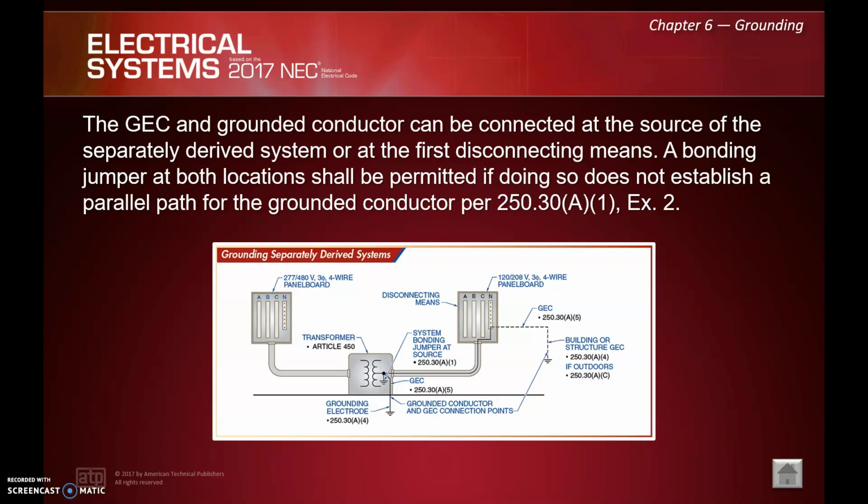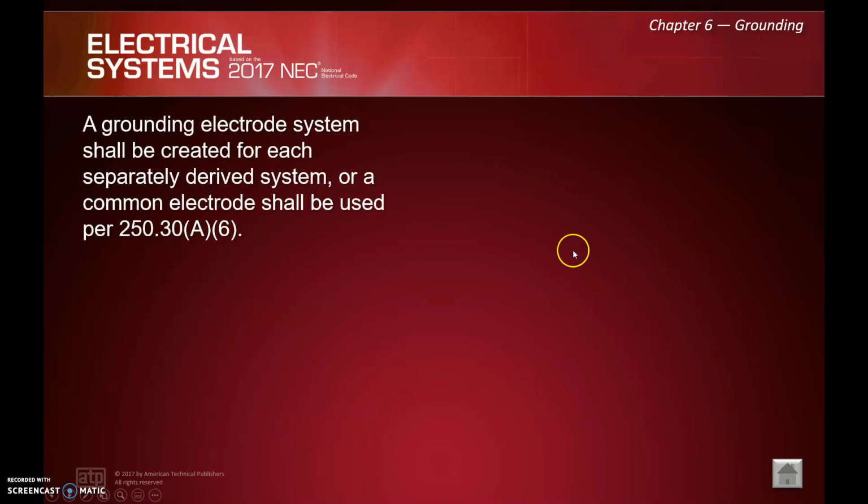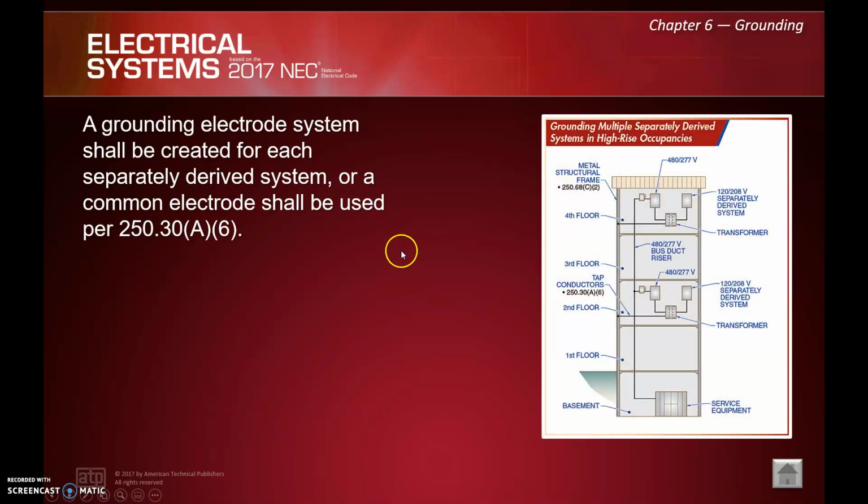So they're going to tell us here specifically that can actually be done at the first disconnecting means or at the source of the separately derived system. So in this particular case, a 480 panel goes to a transformer, steps down to a 208 volt panel. I could bond here or I could bond here. For me, if this is just a simple panelboard, a lot of times they have just a simple bonding screw. Why not do that for your bonding jumper for your separately derived system? You can do it here or you can do it here. Either is actually acceptable. Grounding electrode system shall be created for each separately derived system.